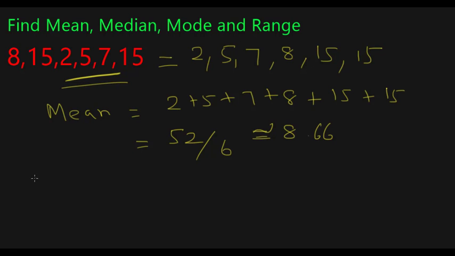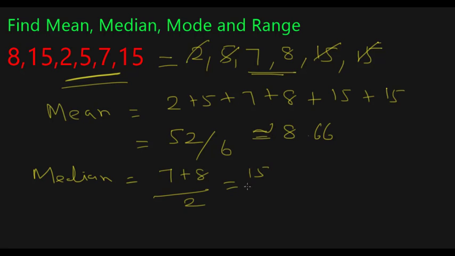Now how do you find median? You will start striking the first number and last number, second and second last. Now you have two numbers in the middle. So how do you find median in this case? You need to take the average of these two numbers. So 7 plus 8 divided by 2, which is 15 divided by 2, which is equal to 7.5. So this is the median.